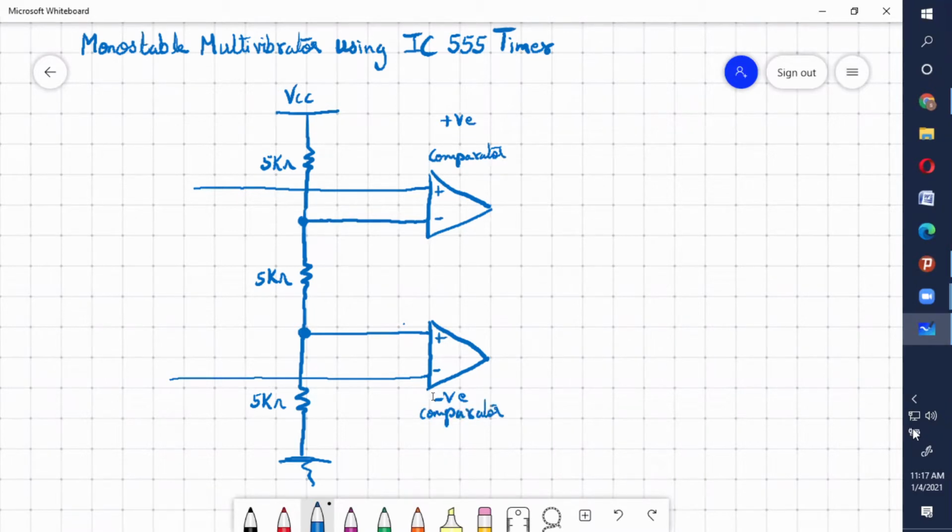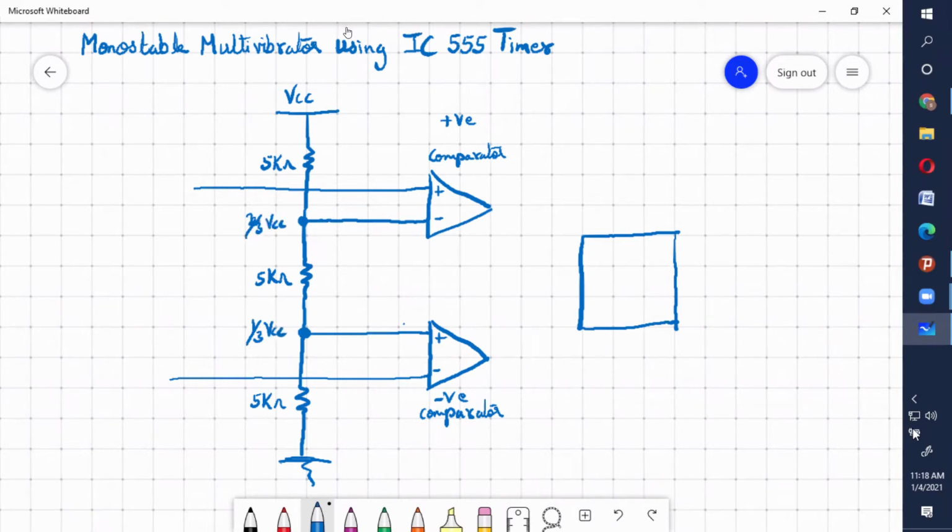Okay, and what is the value at this point, students? If I have applied VCC, what is the value at this point? We wrote it using voltage divider rule, right? How much is it? 1/3 and 2/3. Okay, this is 1/3 VCC, and this is 2/3 VCC.